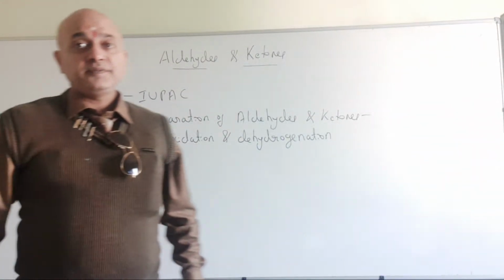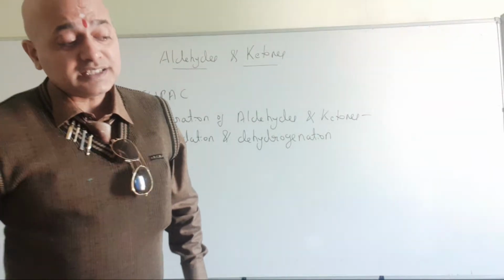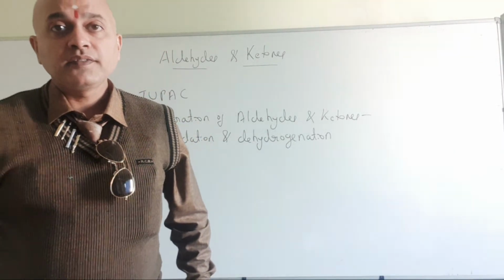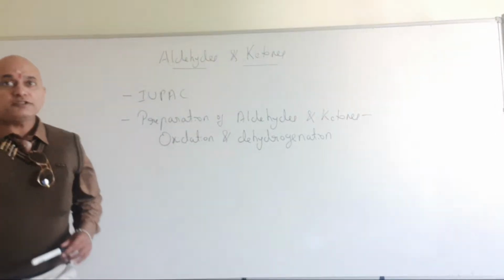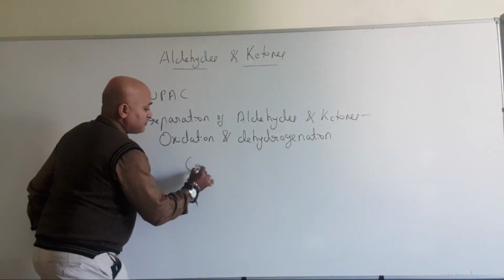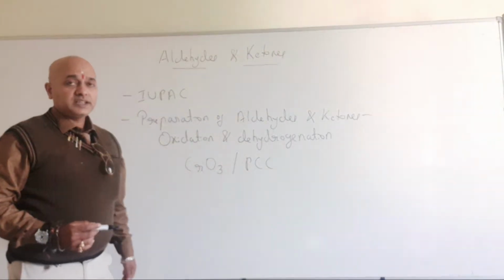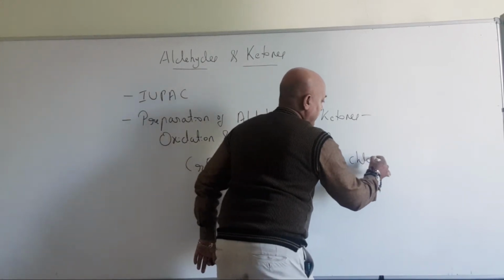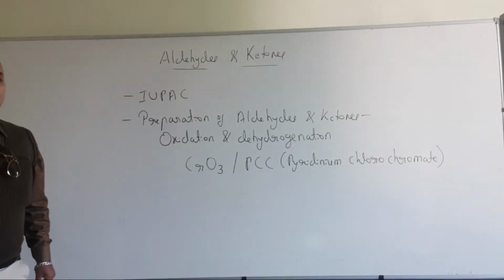So which are those methods which will be used for this particular preparation? One is by using a weak oxidizing agent like chromium trioxide or PCC. Very good. I am not telling that both are the same, or that it is an option, okay? So that's where we have pyridinium chlorochromate, that is PCC. Any of these oxidizing agents can be used.